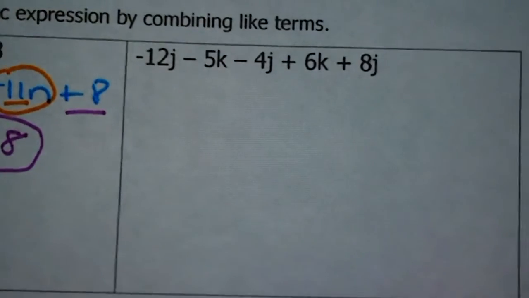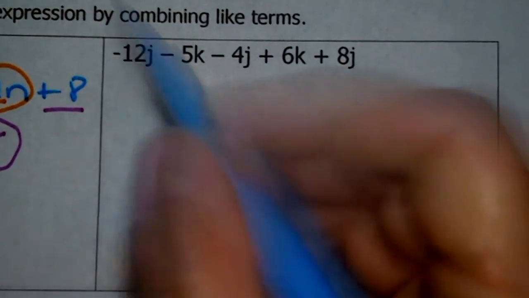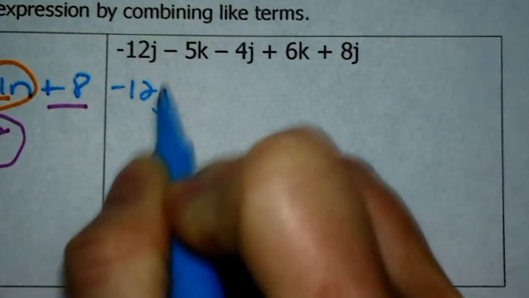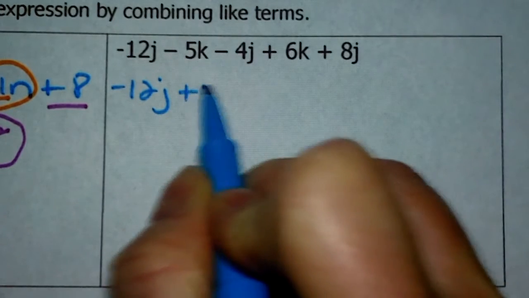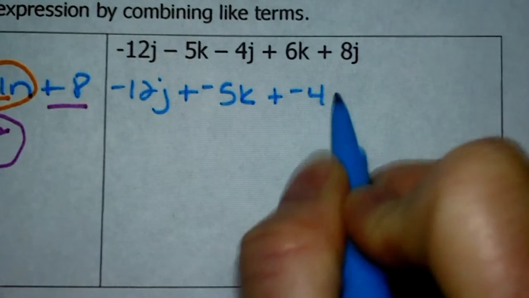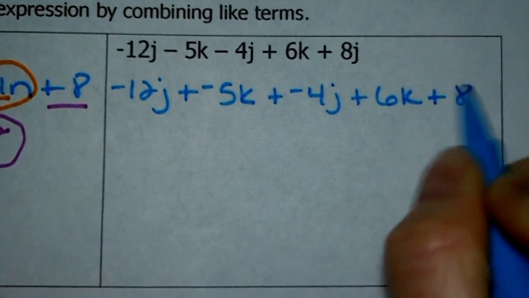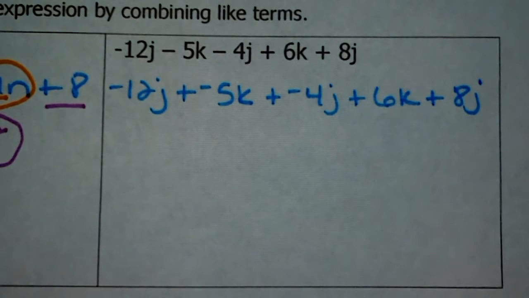All right, let's try another one. I'm going to do the same exact first step here. I'm going to keep change, put a 1 in front of anything I need to. So negative 12j is all set. It's minus 5k, so I'm going to write plus negative 5k. Minus 4j becomes plus negative 4j. I'm going to leave this plus 6k alone and plus 8j alone because they were already addition.